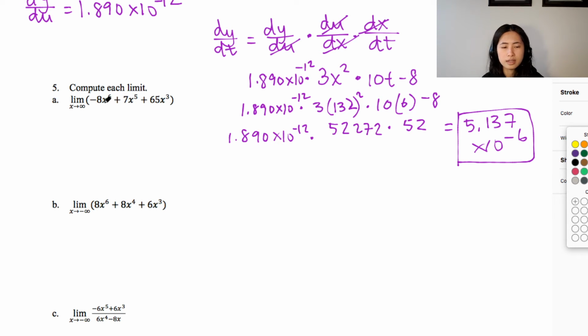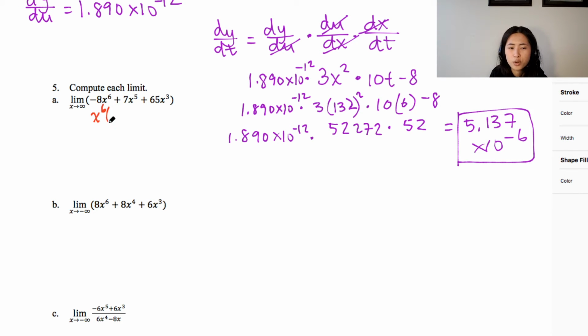So if you're looking at negative 8x raised to the power of 6 plus 7x raised to the power of 5 plus 65x cubed, that means the highest power of x that you're seeing is x raised to the power of 6. You're going to factor that out, and then you're going to be left with negative 8, plus this is now going to be just 7 over x.